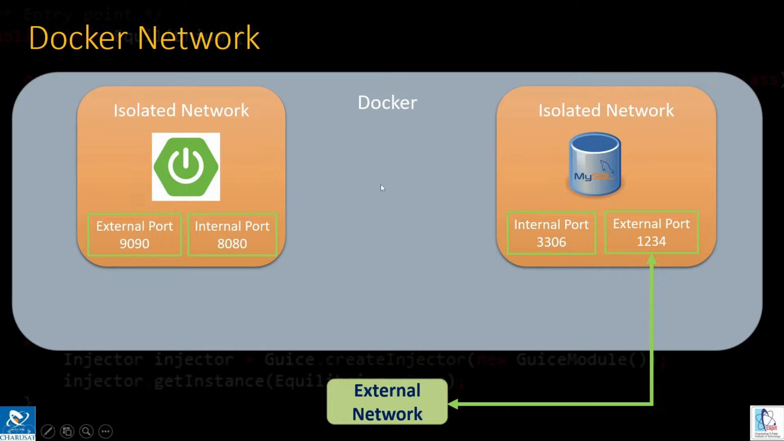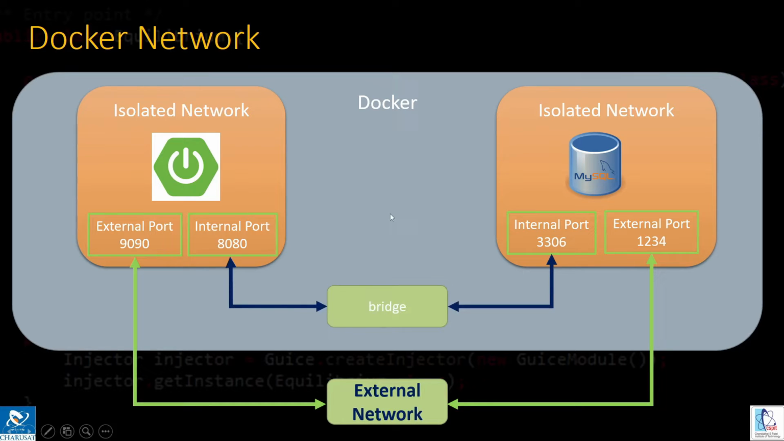The reason is that internally these two applications should talk with each other, but as both are isolated networks, obviously the connection is not possible. So we require something that can provide communication between these two networks. Accessing this Spring Boot container from the outside is possible through port number 9090. But for internal communication, you need to create a bridge connection between these two networks, so that the Spring Boot application would be able to communicate with the MySQL application.